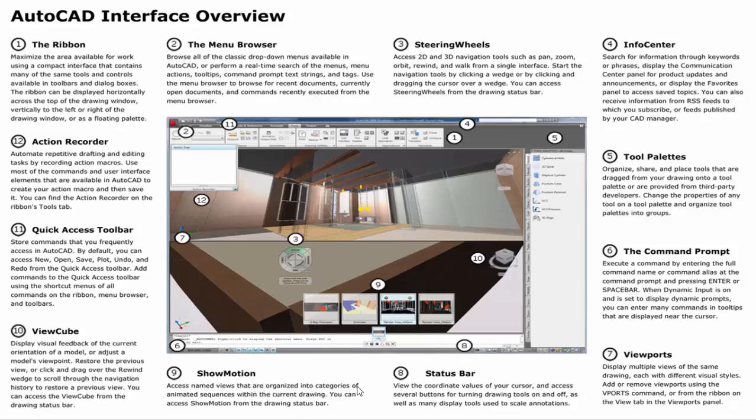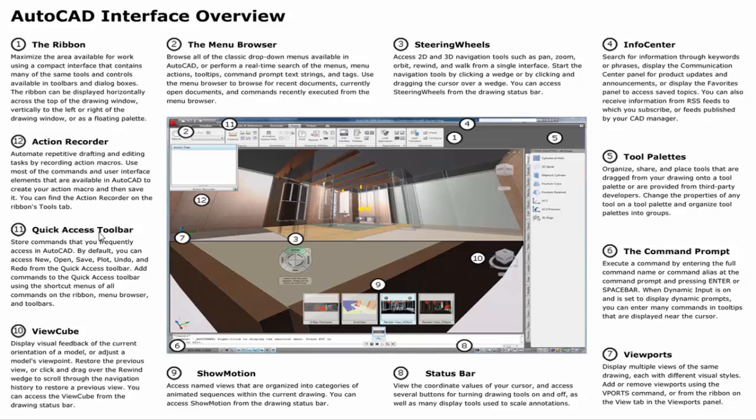Then we have number 9, which is the show motion. It is arranged in such a way that it is kind of animated. It will help you to appreciate the motion when you are carrying out your drawing. We have number 10, which is the view cube. If you click at each angle, it rotates your object. It rotates it, and whatever angle you need, it will take you there.